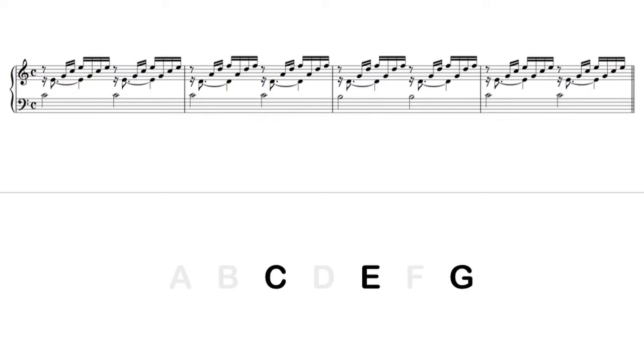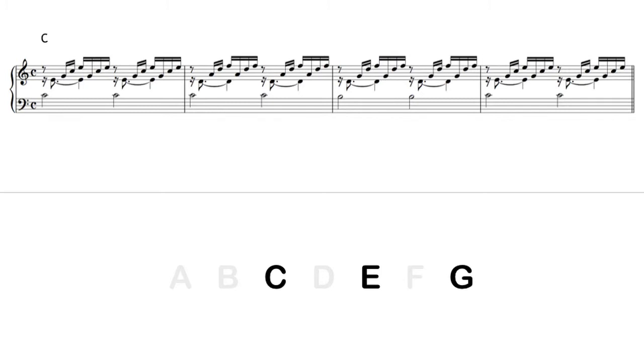Next, I have to interpret it. And I typically recommend that students interpret it in 2 ways. First, I'm going to figure out the root and quality of the chord, and I'm going to write that as a jazz chord symbol above the staff. So I have C, E, and G, and that forms a C major triad.